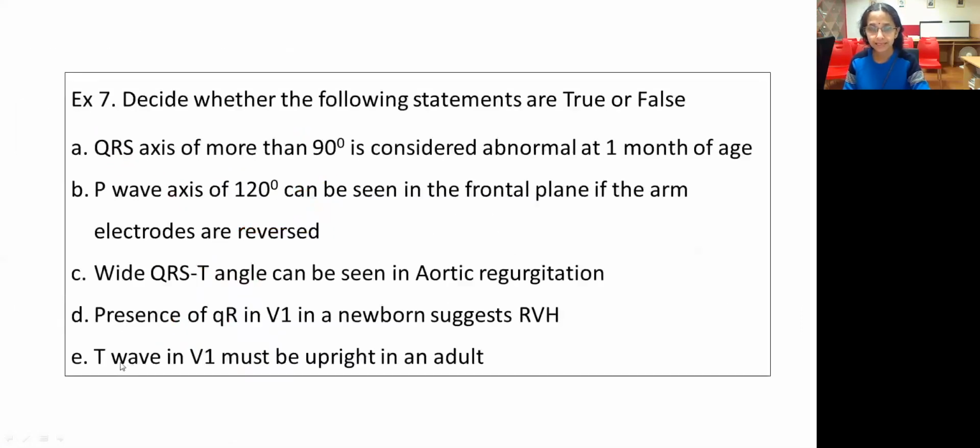And the last is, T wave in V1 must be upright in an adult. True or false? Yes, so true. That's right. T wave in V1 must be upright in an adult. So usually between 3 to 8 years it becomes upright, but up till 16 years, you can't tell that it's not normal. After 16 years in an adult, you would say that yes, it needs to be upright.